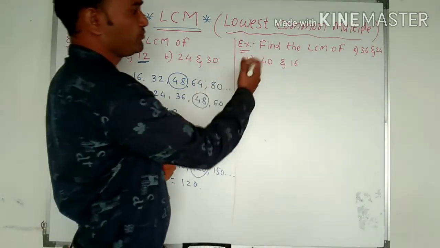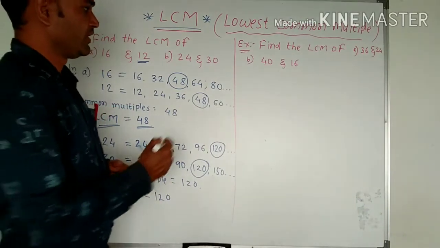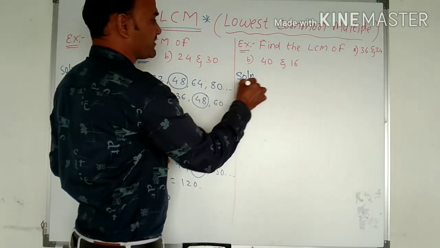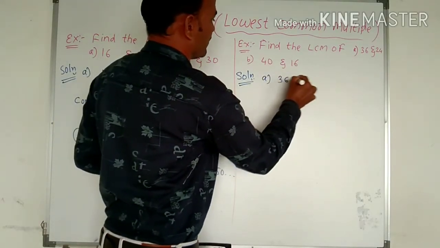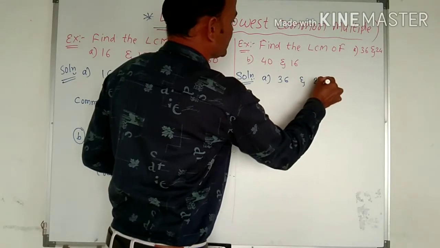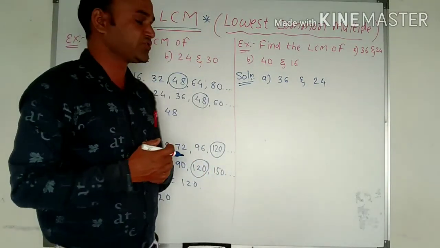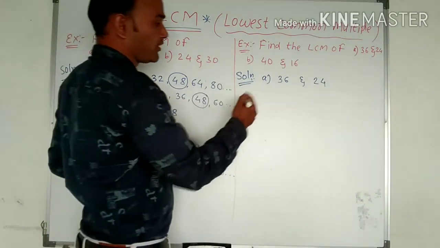Here we have two more questions. Find the LCM of 36 and 24. We can see the first one with the help of the prime factorization method. So that is 36 and 24. Firstly, we have to find the prime factors of 36.